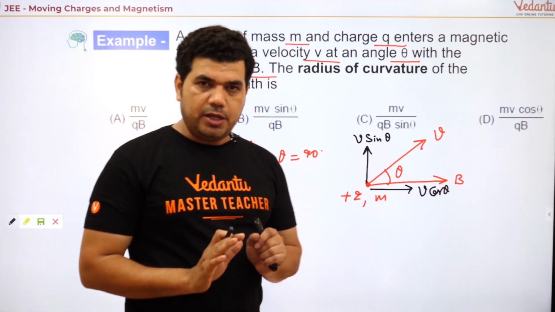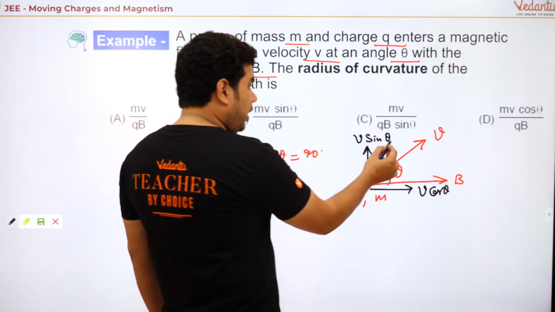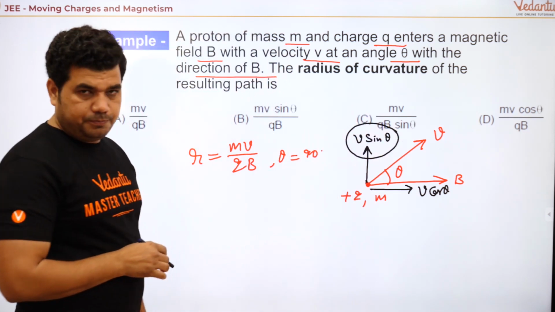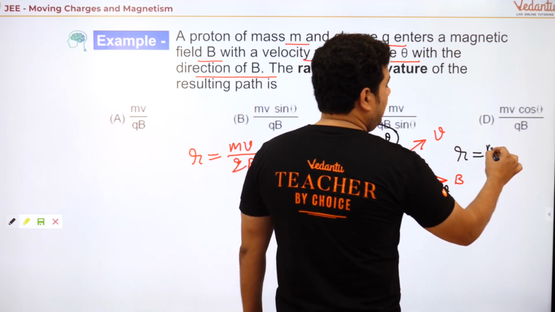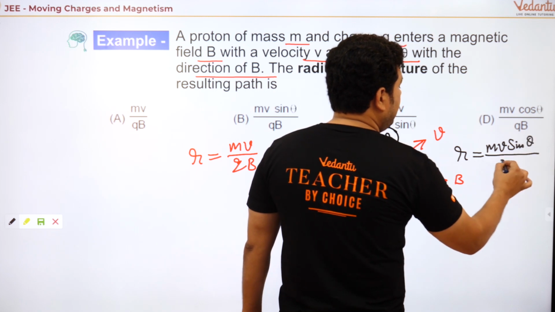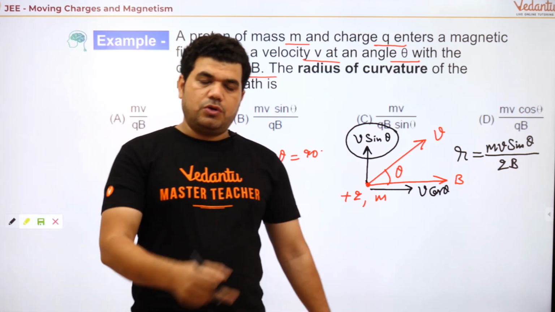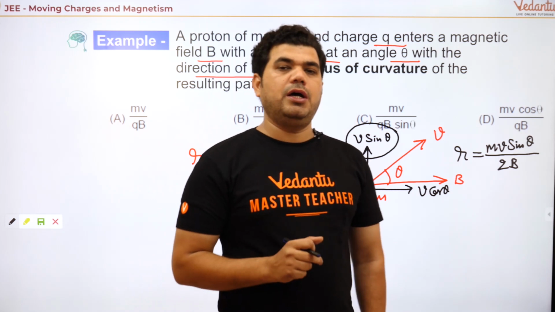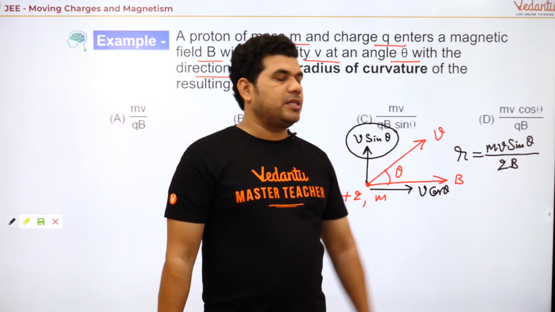Are you able to understand this? Means there is no magnetic force due to v cos theta. Only the component which is responsible for the magnetic force is v sin theta. So in this case, the radius is mv sin theta divided by qB. This is the radius of the circular path. If the particle could move in this circular path, dear students, then the radius of this circular path would be mv sin theta upon qB.